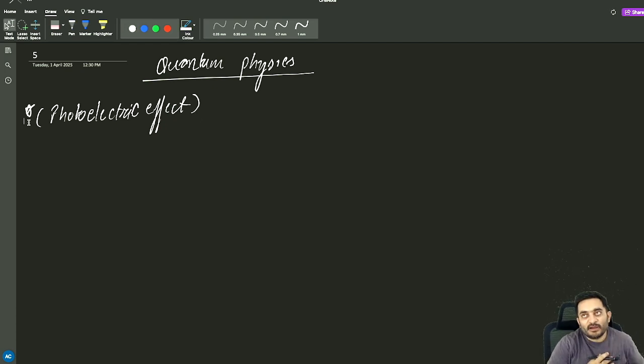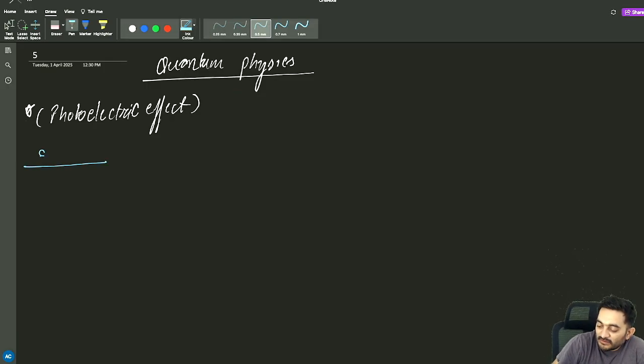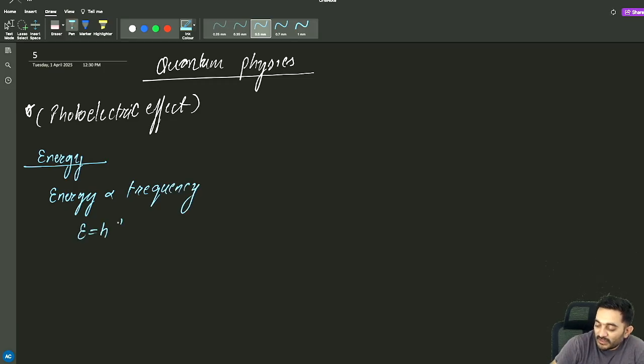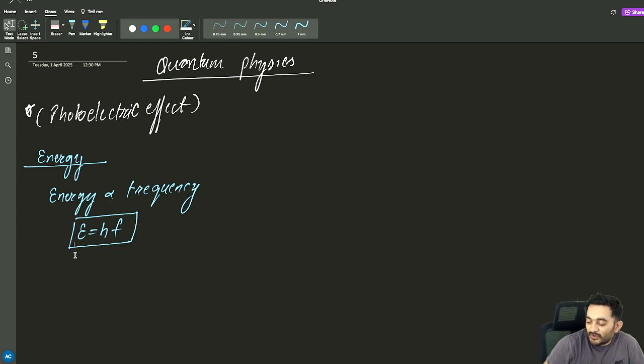First thing, when it comes to modern physics or particle physics, we need to know how exactly the energy is calculated. Energy is directly proportional to frequency. Wonderful. If I remove the proportionality sign, I have to introduce a constant, and this is the Planck constant. So it's a simple relation between frequency and energy.